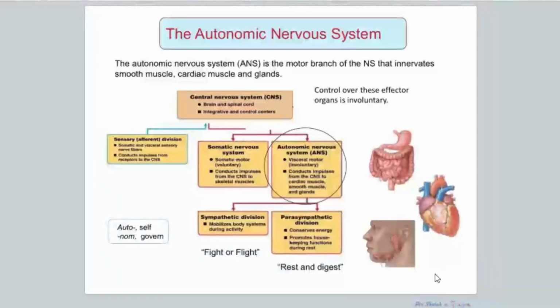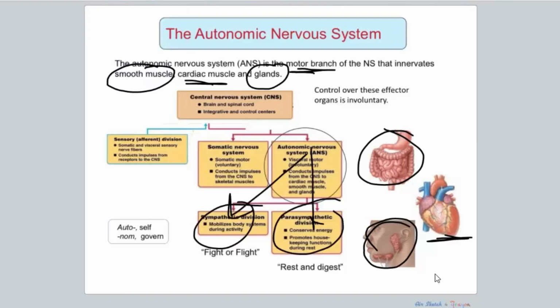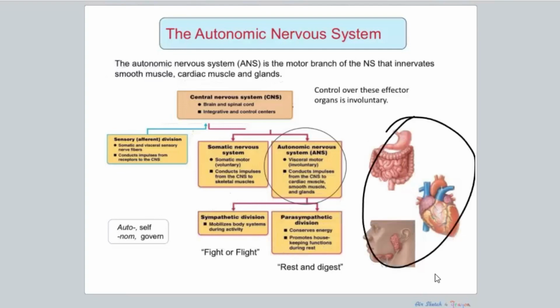Alright, so let's talk about the autonomic nervous system. As you know, the autonomic nervous system is the motor branch of the nervous system that innervates smooth muscle, cardiac muscle, and also glandular tissue. And there's two different divisions here. There's a sympathetic division and a parasympathetic division, and these are activated under very different responses. Okay, they innervate the same organs, but they do different things to these organs, and control over this is involuntary.